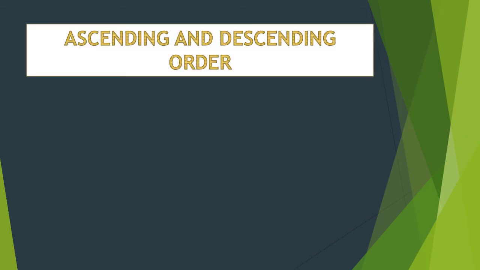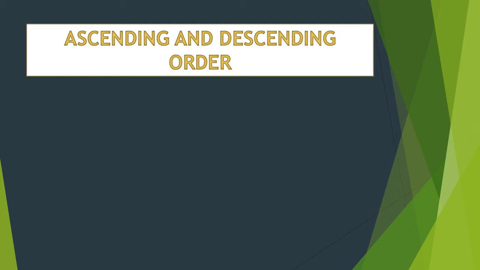Now the next topic is ascending and descending order. We all know the meaning of ascending and descending order. Ascending means from smaller to the bigger part, and descending means from bigger to smaller. But here we are talking about the ascending and descending order of the fractions, not about the numbers. So there are some rules which need to be followed while finding out the ascending and descending order of the fractions.